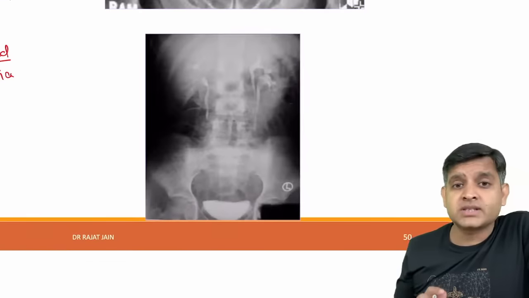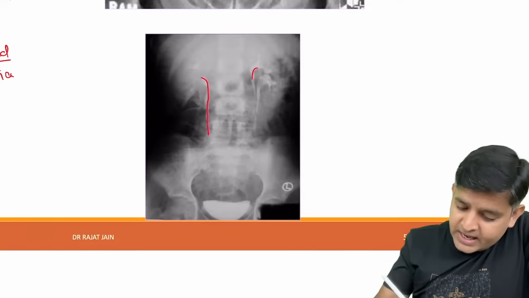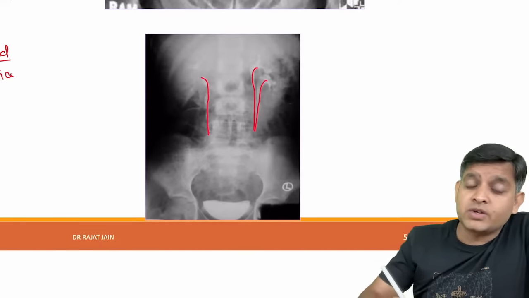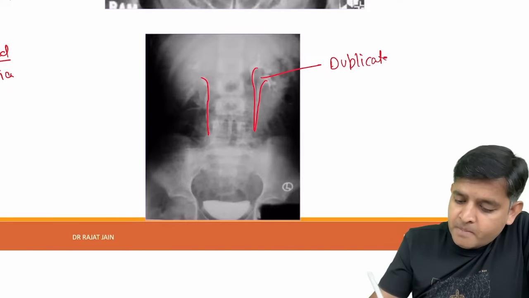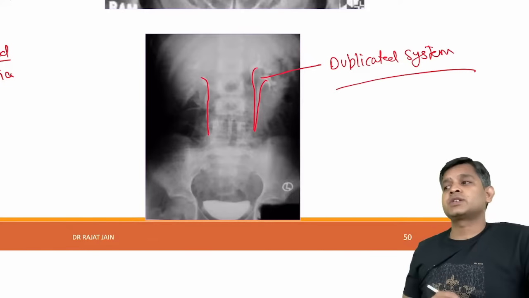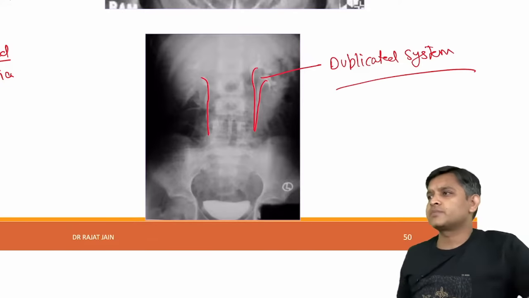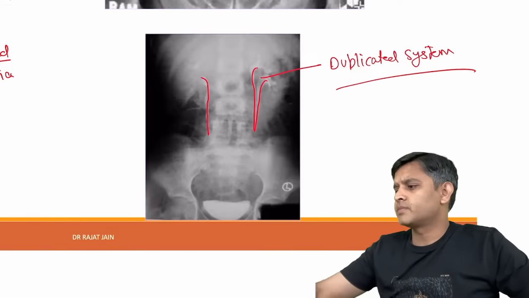Whereas if you see this, I can see one ureter on this side and two ureters on this side. So when you see two ureters, this is what is called as duplicated system.